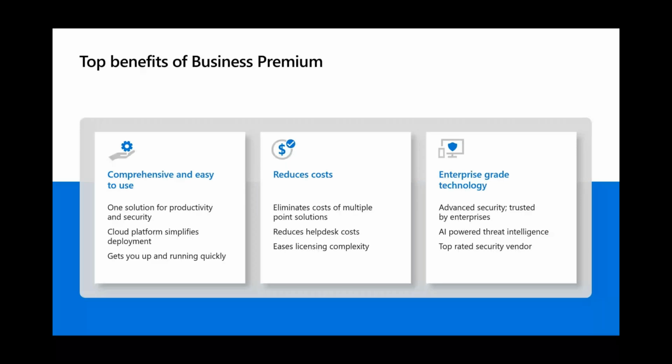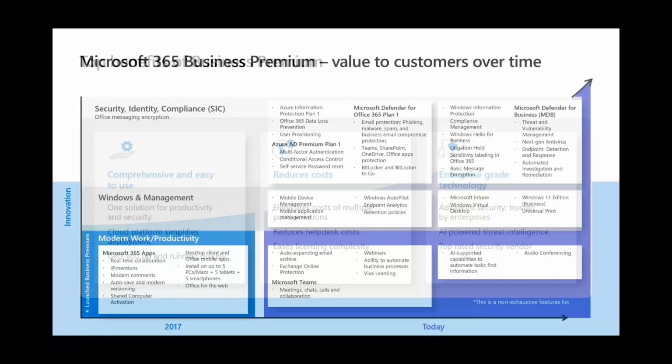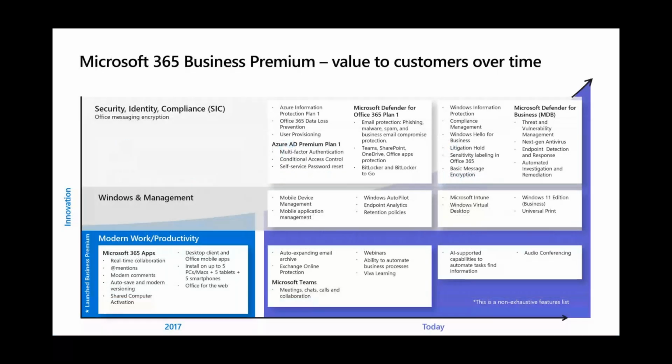This slide here looks a little bit busy, but the key point on this slide is that if you look on the left-hand side, in that first column, that is what was included in Microsoft Business Premium when it first came out back in 2017. And today, you'll see a lot has changed. So there's a lot more included now than there was, what's that, 7 years ago?